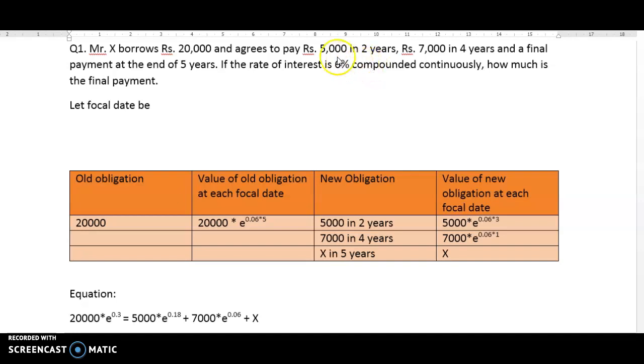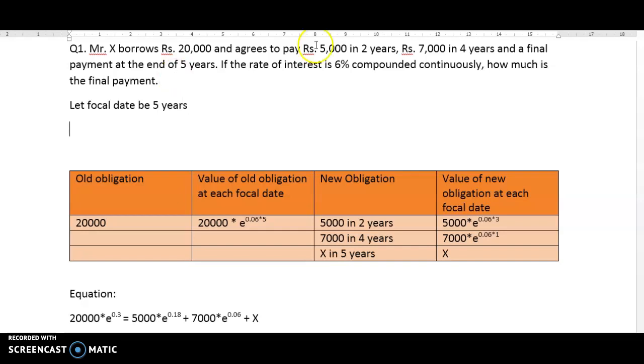Okay, so the question is very simple. The question says that Mr. X has borrowed 20,000 and these are the new set of obligations that he has to meet. So in this question, first we have to decide about the focal date. In this case, we have to find the final payment at the end of 5 years. So I am assuming the focal date has to be 5 years only. Okay, my focal date is clear.